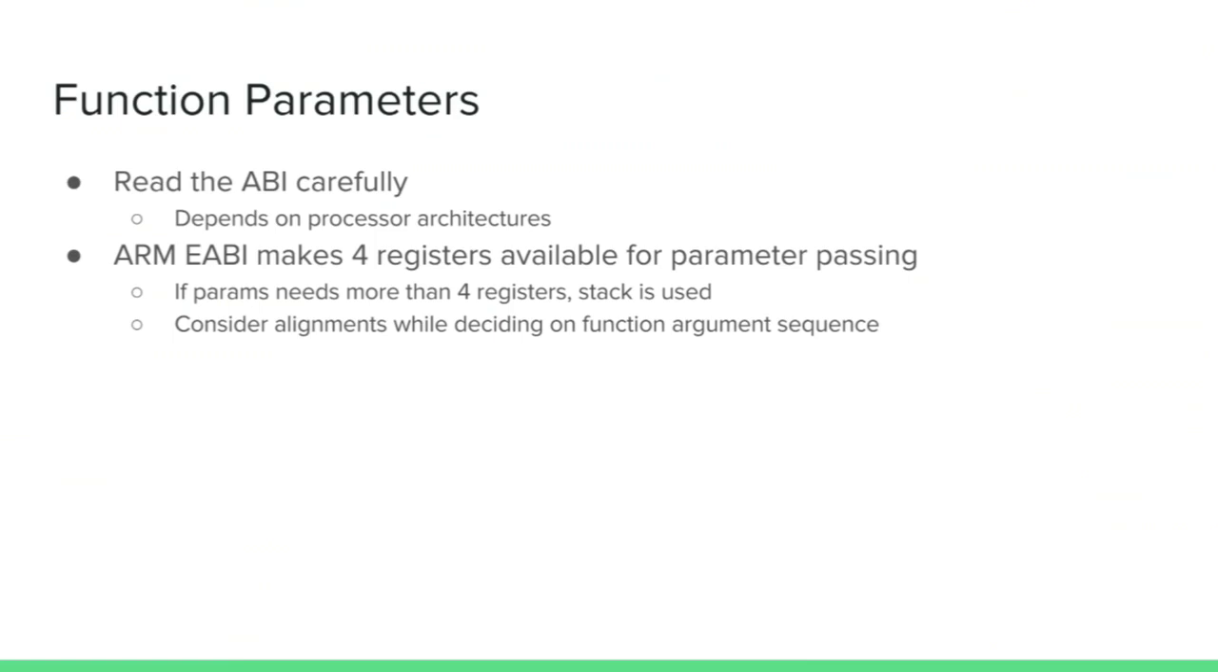If it needs more parameters or more registers to represent the parameters, then it's going to use the stack, which is going to be expensive. So see how you can write your function signatures so that you can utilize the given 4 registers for parameter passing in a very efficient way.